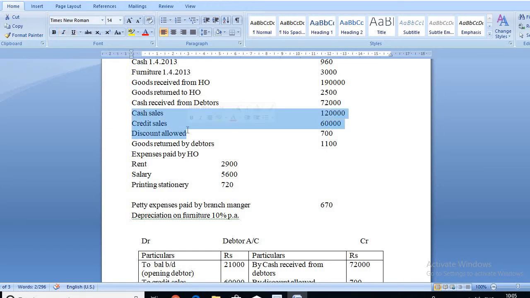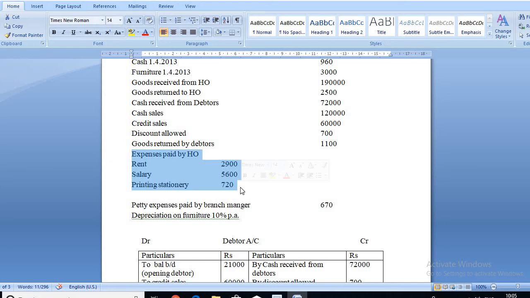The next, credit sales, discount allowed, and goods returned by debtors are not reported in branch account. Ignore them. These items should not be reported in branch account. Ignore these three items.